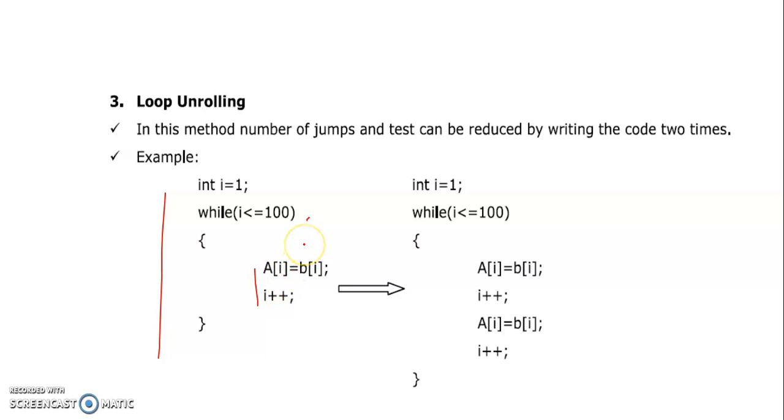So how can this code be optimized? What may the compiler do? The compiler may replicate these two instructions inside the while loop, and the code will remain as it is. In the first case the total number of iterations will be 100, whereas in this particular case the total number of iterations will be reduced to 50. So this is how the optimizer is optimizing the code.